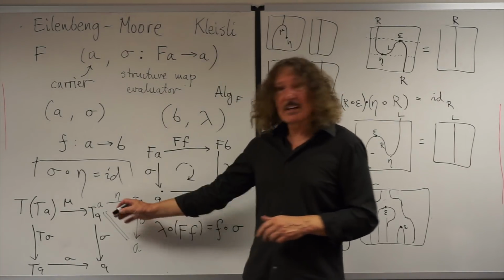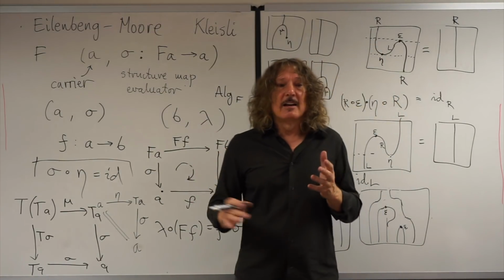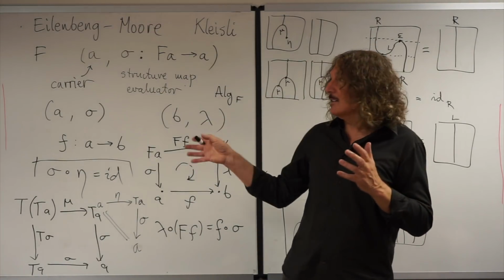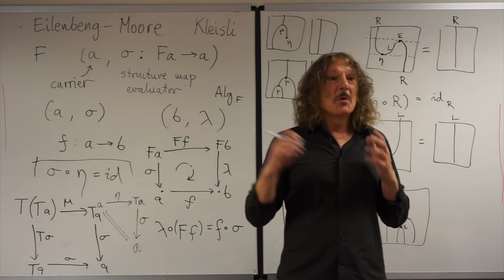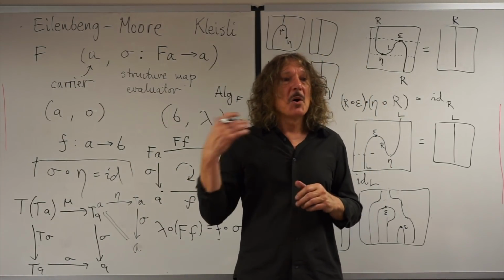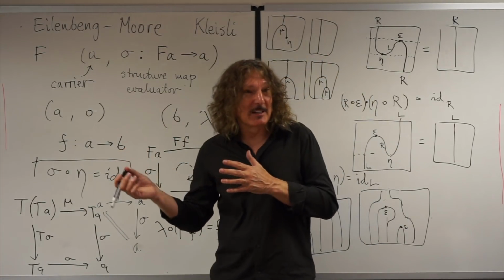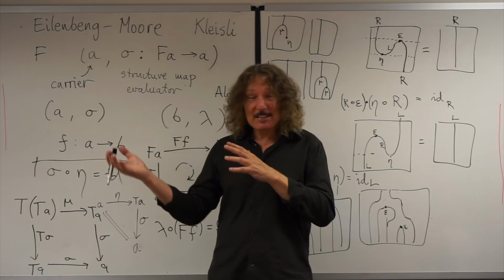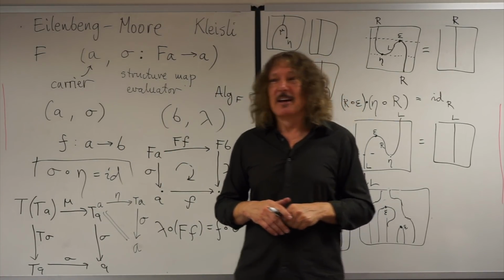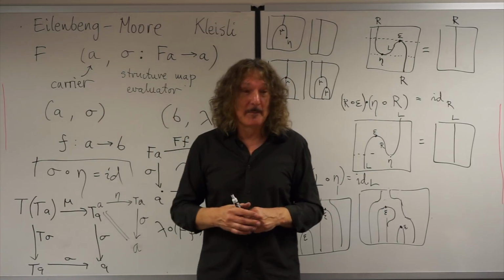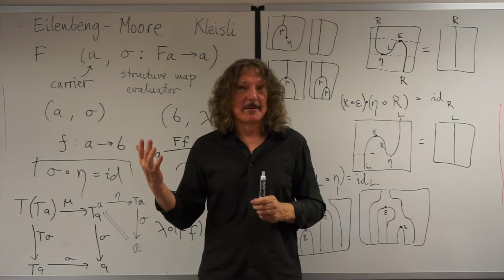So these are the coherence conditions. Algebras that satisfy these coherence conditions are called monad algebras. And these monad algebras form the Eilenberg-Moore category. Next time we'll talk about the Eilenberg-Moore category and the adjunction that gives us back our monad.